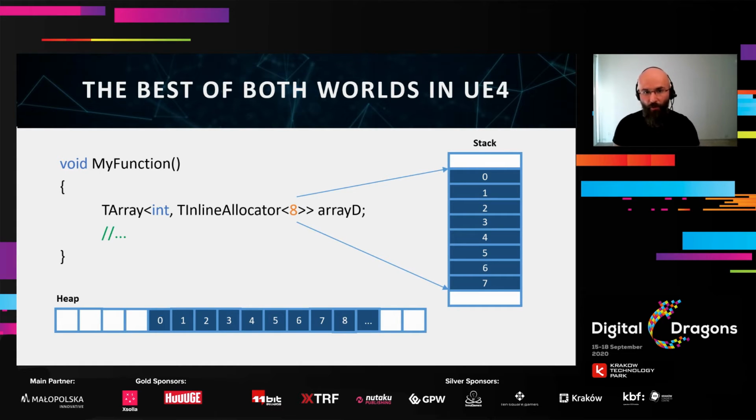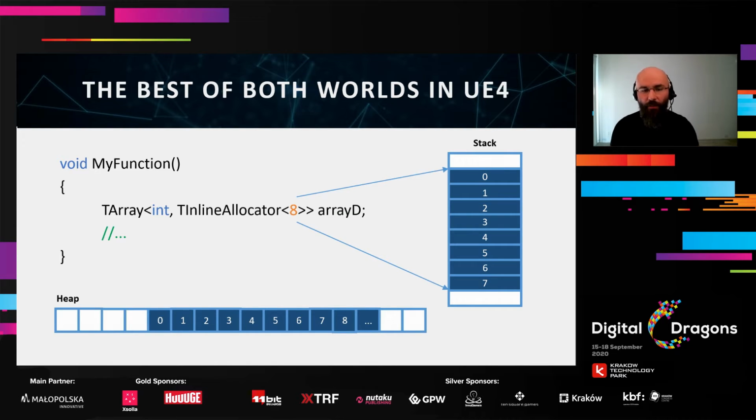And if the array grows with more elements than 8, then these elements are allocated on the heap. So here we can decide that usually I don't need in that function more than 8 elements. So I think that 8 elements will be enough because I know what that function will do. So I want to use stack allocation for 8 elements.